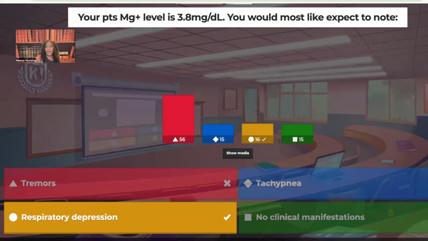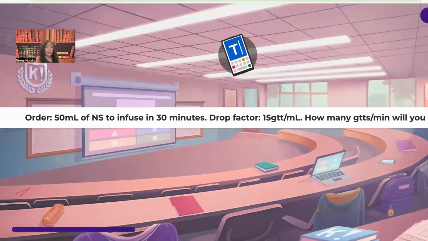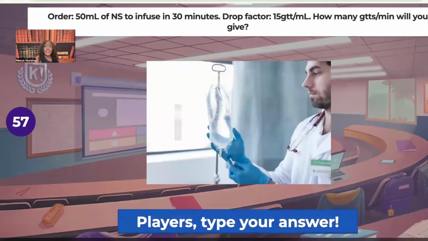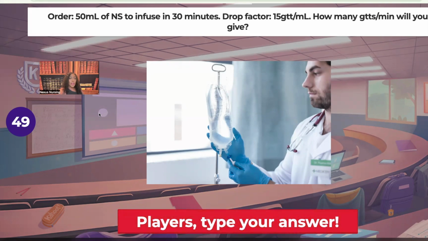All right, guys, next question. Okay, type in your answer. You have an order. You're supposed to give 50 milliliters of normal saline to infuse in 30 minutes, and the drop factor is 15 drops per ml. How many drops are you going to give? The order is to give 50 milliliters, and you're supposed to infuse that for 30 minutes. And your drop factor is 15 drops per ml. How many drops per minute are you going to give? So type in your answer. Your answer should just be a number.